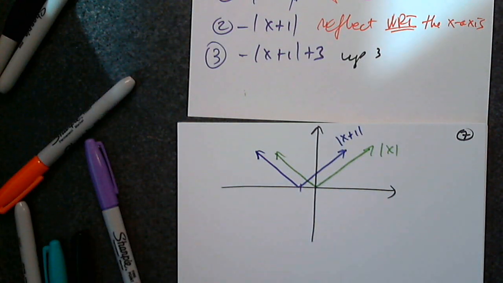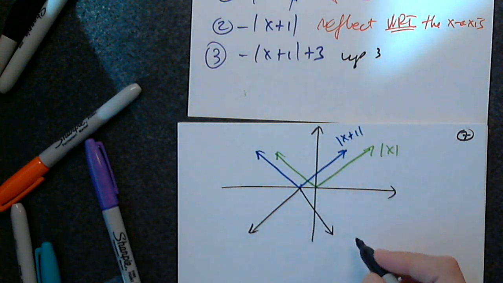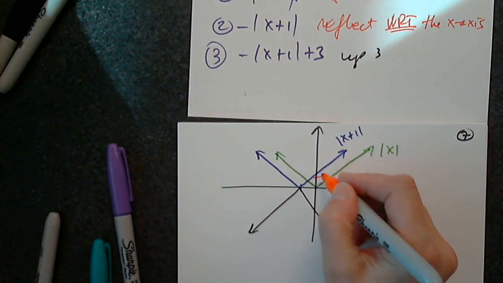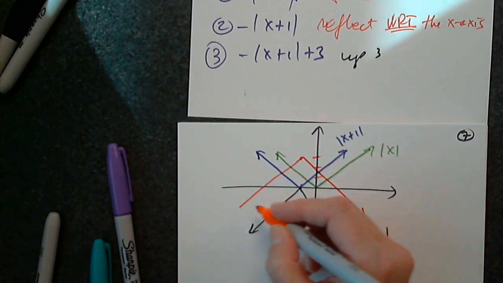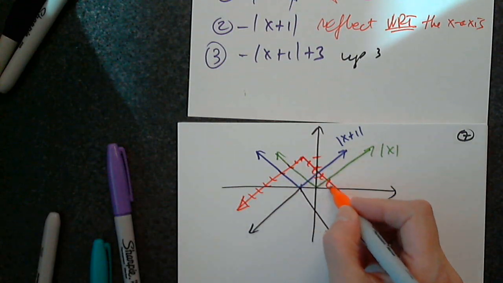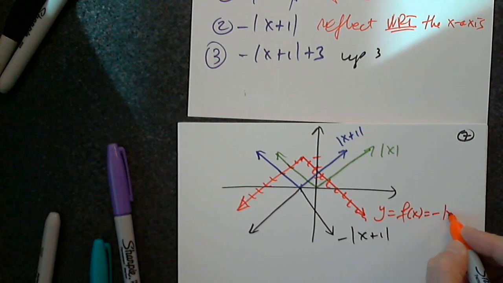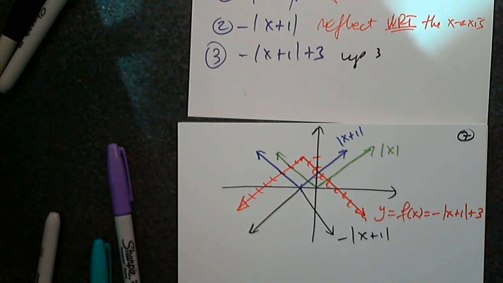Then you said reflect it. Fine, I will reflect it. Negative absolute value of x plus 1. And then you said move this up 3. Fine. 1, 2, 3. So this is the final graph. So this is y equals, or f of x equals, doesn't matter, negative the absolute value of x plus 1, plus 3. Questions? It gets easy with practice. Yes, of course. That's the trick.